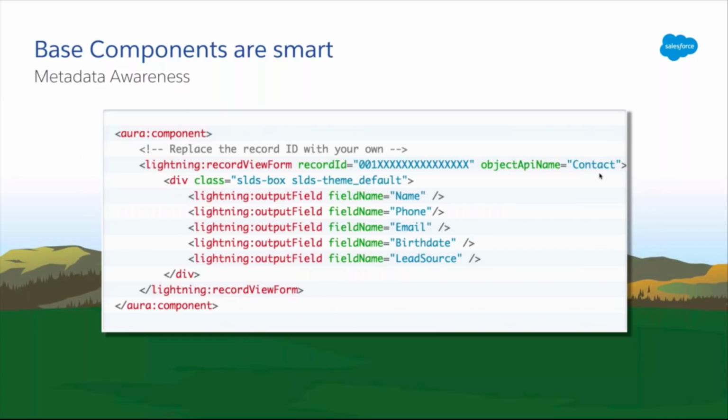So here I have an example of a new metadata aware component called Lightning Record View Form. But the idea is that I can pass it a record ID and let it do the Lightning data service on its own, so that I again don't have to write any Apex in order to retrieve this data.